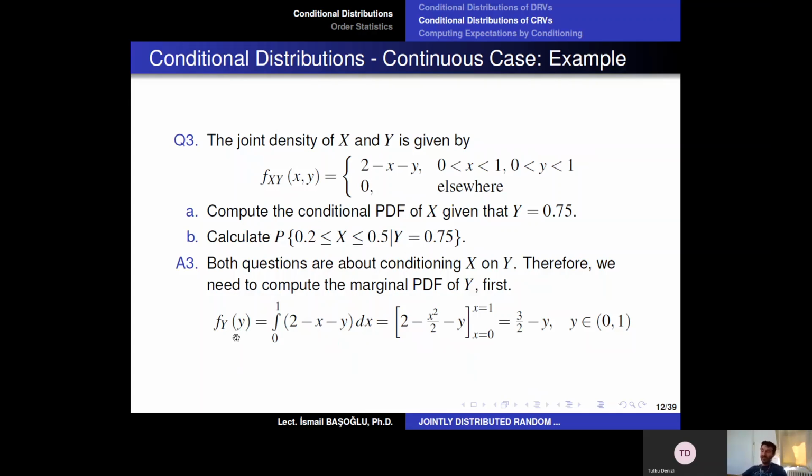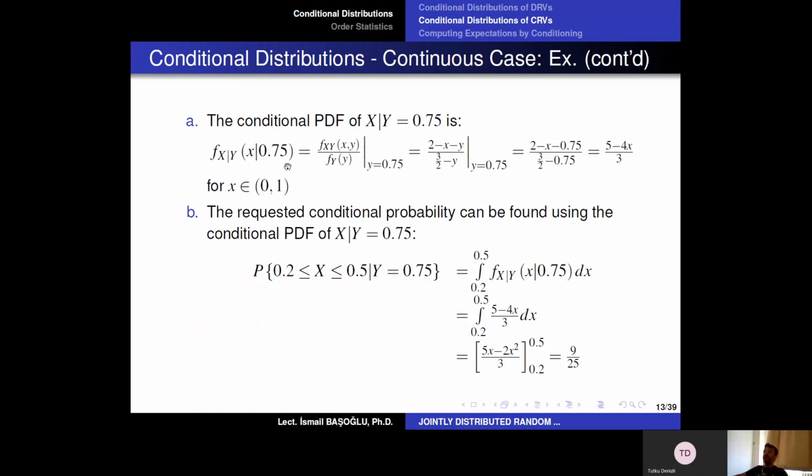Now, if you remember from yesterday, in order to compute the marginal PDF of y, I need to integrate the joint PDF over all possible values of x with x operator. I am basically squeezing the joint PDF over x-axis. Because the possible values of x is from 0 to 1, I need to integrate the joint PDF with respect to x, and I'm not going to explain the integral anymore. That is going to be 3 over 2 minus y for values between 0 and 1, and that is the marginal PDF of y.